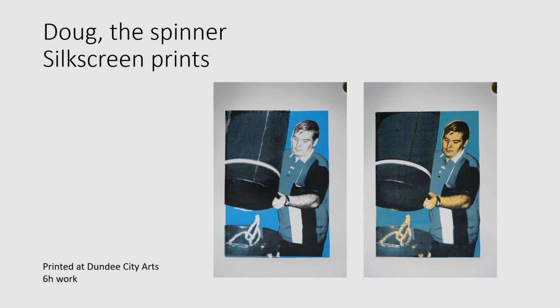So I decided to do a bit of artwork for this. This is a couple of silkscreen prints I did at Dundee City Arts, 6 hours work. This was a 2-colour process, and a 3-colour process. So after that short space of time, I was happy with the artwork there. It was a good experiment.